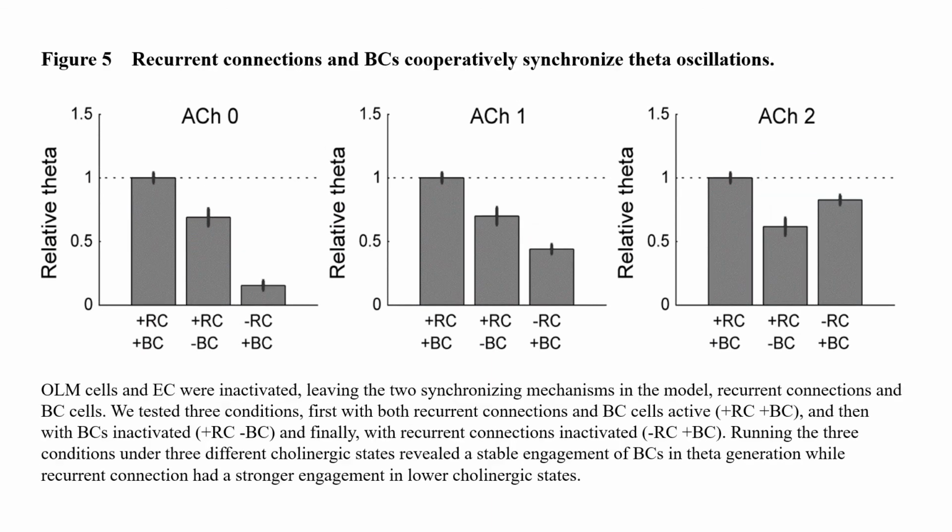And then finally, the OLM cells and the EC were inactivated, leaving the two synchronizing mechanisms in the model, the recurrent connections and BC cells. We tested three conditions again, first with both recurrent connections and BCs active, then with BCs inactivated, and finally with the recurrent connections inactivated. Again, running the three conditions under three different cholinergic states revealed a stable engagement of the BC cells in theta generation, while recurrent connections had a stronger engagement in lower cholinergic states.